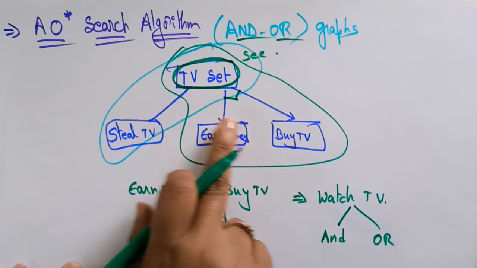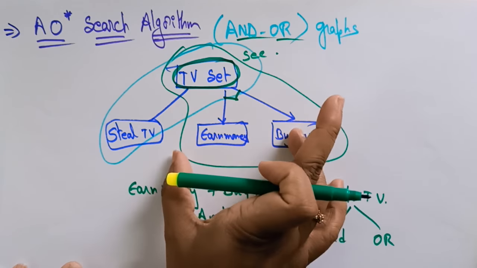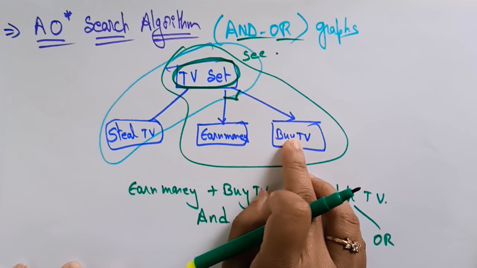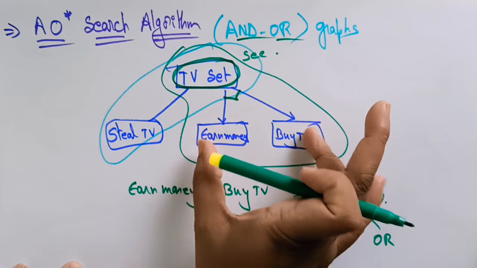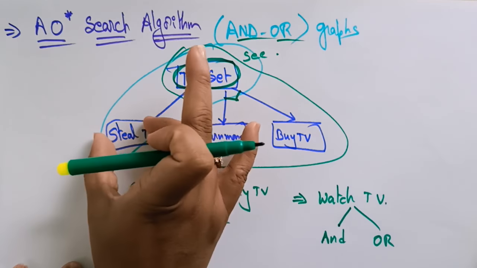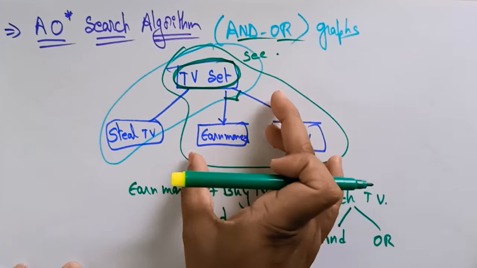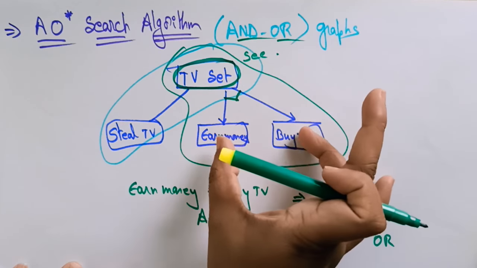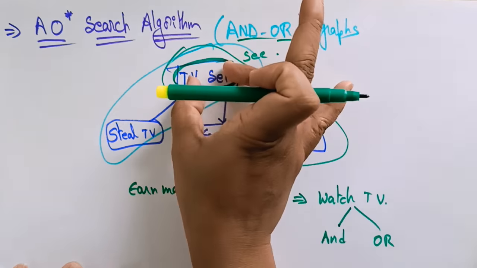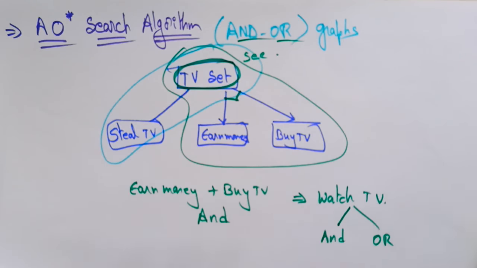So this is a representation of an AND OR graph. Here you are seeing three terms, but two of them are combined. Only if these two are combined will that work be completed, while here one work alone is enough. So I divided the three tasks into two tasks. If these two combined can complete the task, or the single one alone can complete the task, that is an AND OR graph.